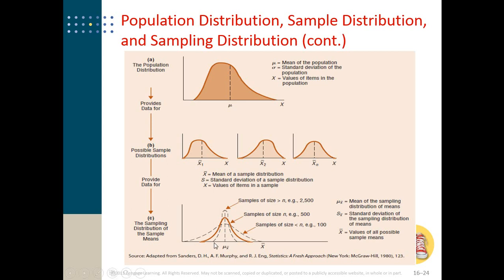Now look at the diagram below. These are the different sampling distributions. Okay, so for example, this one is when your sample size is 100, this one when your sample size is 500, and this one when your sample size is 2500. So the larger the sample size, the more closely your sampling distribution will approach a normal distribution. That is the central limit theorem that we'll be discussing in the next lecture video. Thank you.